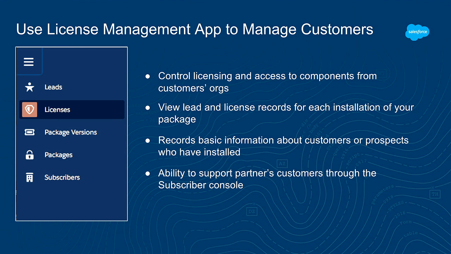So you have insight into your customers, the people who click Get It Now who are not your customers yet. Maybe they're doing a trial phase. They come in as leads. You can see all the package versions of your component. You can see all the packages that you own. And then the subscribers tab is what I was talking about earlier, that subscriber support console where you can log in to your customer's org. You can do that through the LMA, License Management App.